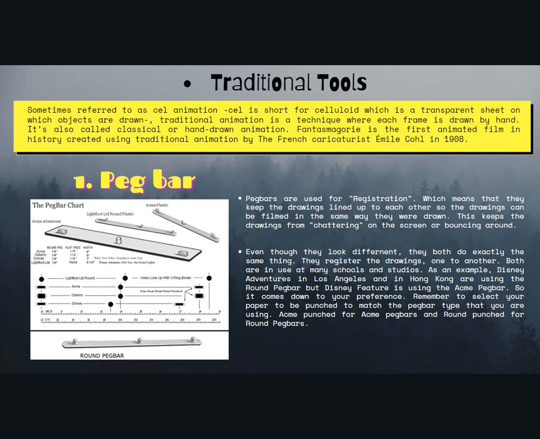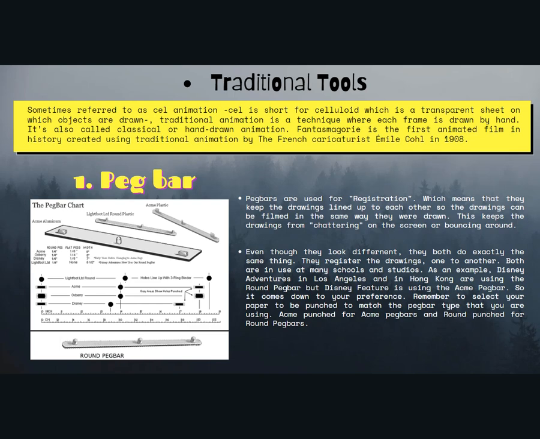Traditional tools are sometimes referred to as cel animation. Cel is short for celluloid, which is a transparent sheet on which objects are drawn. Traditional animation is a technique where each frame is drawn by hand. It's also called classical or hand-drawn animation. Fantasmagorie is the first animated film in history created using traditional animation, by the French caricaturist Emile Cohl in 1908. That is the traditional tool.